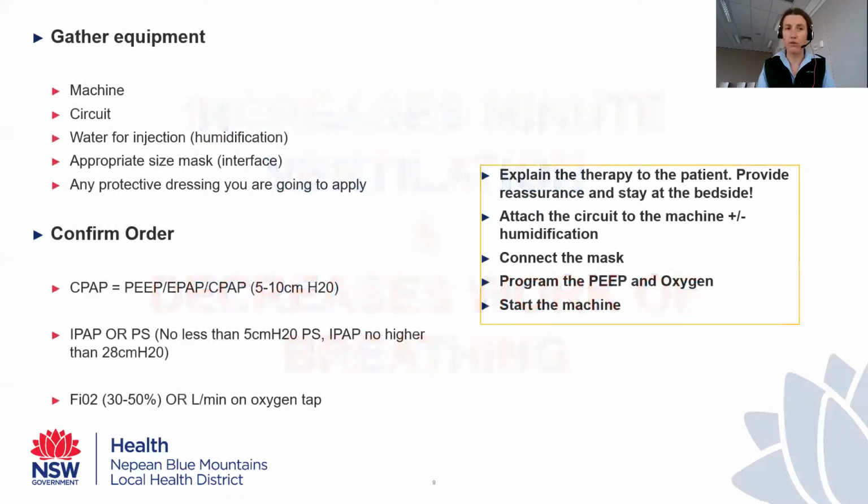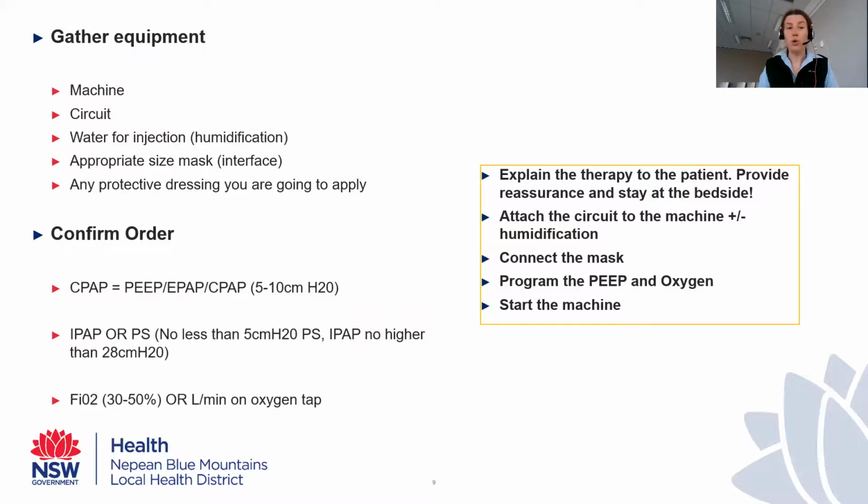So that can be very helpful as well. So what do we actually need to apply this therapy to a patient? We need our equipment, a circuit, a mask. We need humidification, whether that's an active method, such as a water bath, or a passive method, such as a HME. We need protective dressings for the patient's face.